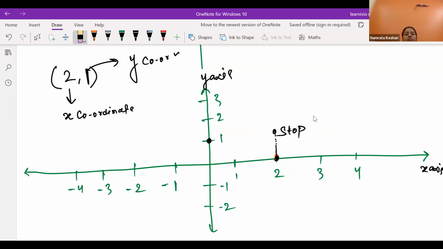Yes, ma'am. Okay, now you will say this is the location. This is the address 2 comma 1. If you want to be assured, then you can check by dropping the perpendicular on y and x. Is it making sense? Yes, ma'am. Okay, suppose I give another point.